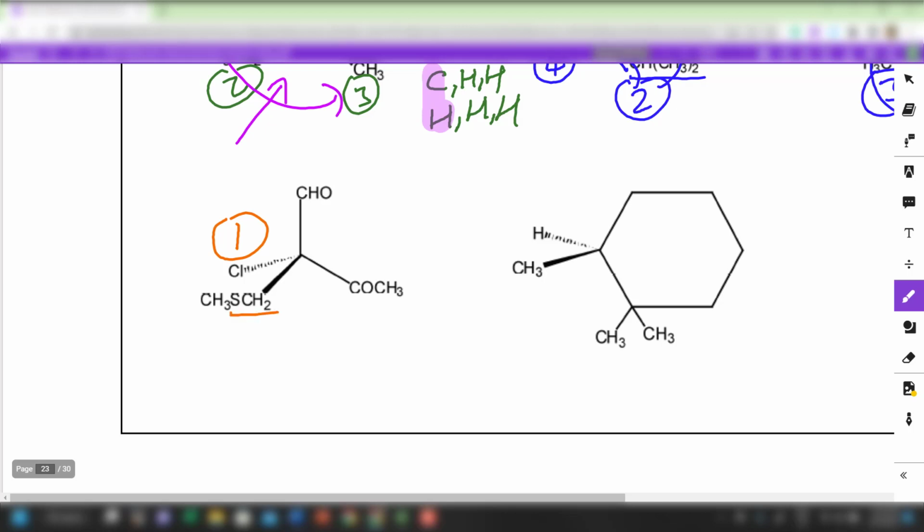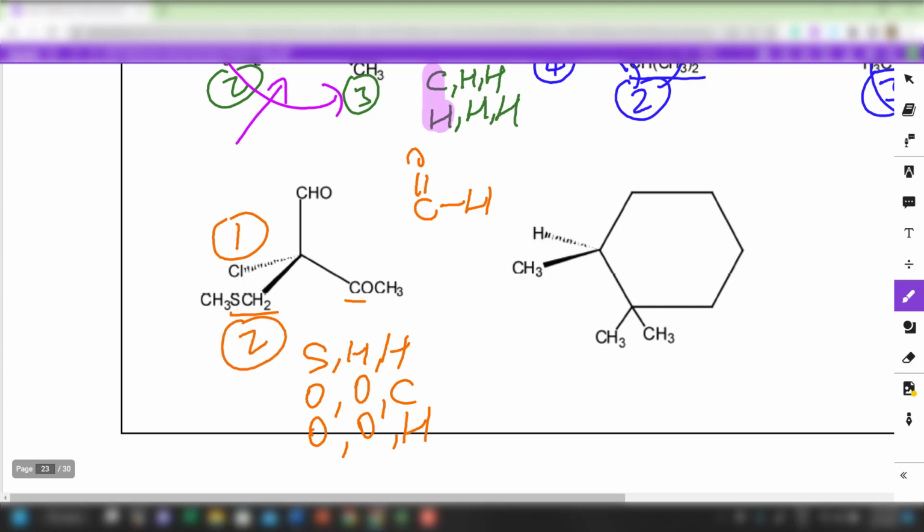So this carbon is bonded to sulfur, so this will be S, H. Okay, for the other carbon is a double bond O, right? So it will be O, O, C. Okay, then the other carbon is double bond O and H. So this will be O, O, H. Okay, so in terms of priority, sulfur has a larger atomic number than oxygen, so this will take on priority 2. Then between aldehyde and ketone, the differentiating factor is the last atom. So this has carbon, the other one has H, so this is priority 3 and this is 4.